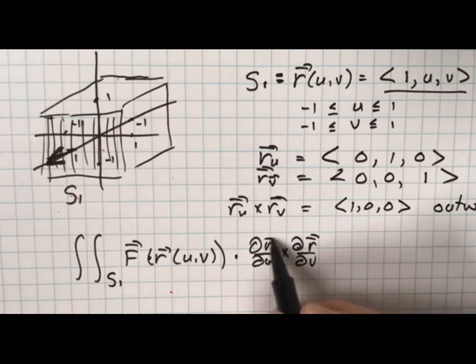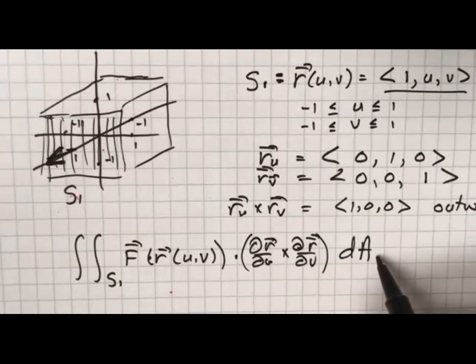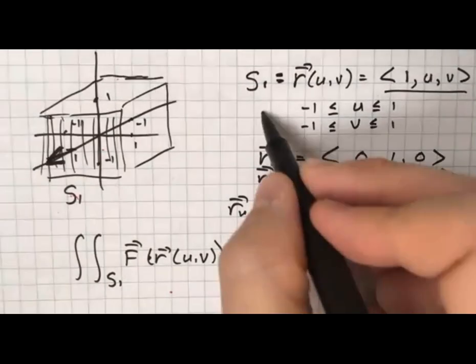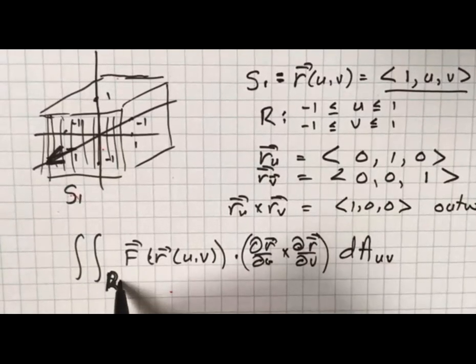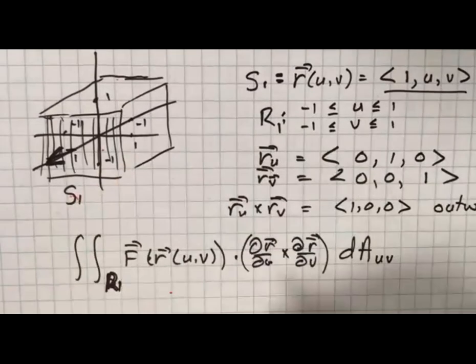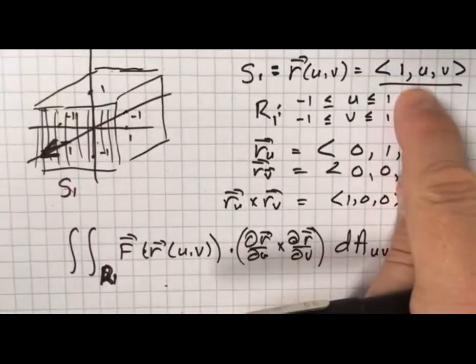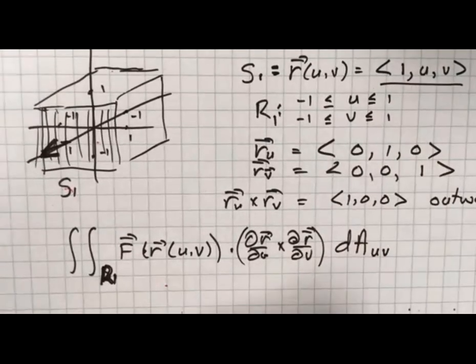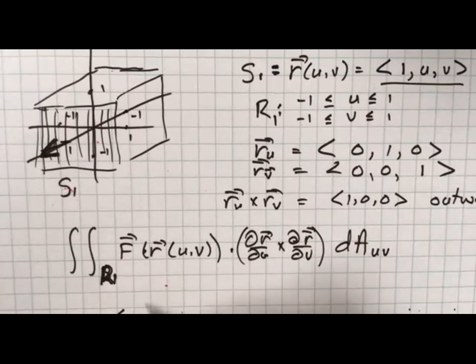Partial R partial U, partial R partial V, dU dV. And I've already advanced to integrating over the region R1 for S1 here. So insert this into the field. I'm not going to bring the sheet down and look at the field, I'll just insert it for you.